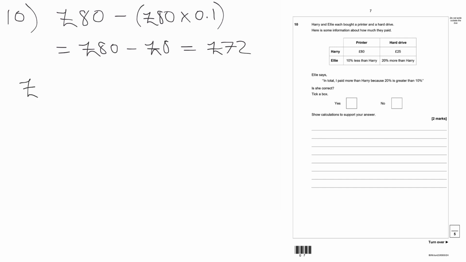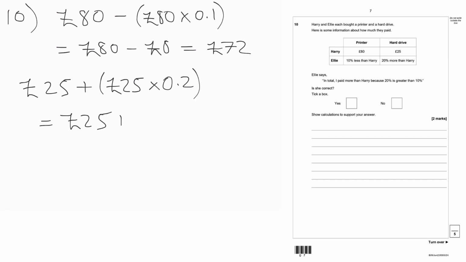And then for the hard drive, Harry paid £25, and she paid 20% more than Harry. So here, we're going to add on £25 and then 20% of 25. So we're going to times this by 0.2. So this is going to give us £25 plus, and 0.2 times 25 is 5. If I can draw a pound sign, plus £5, which equals £30.